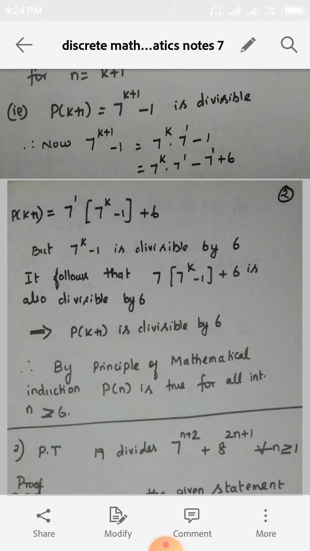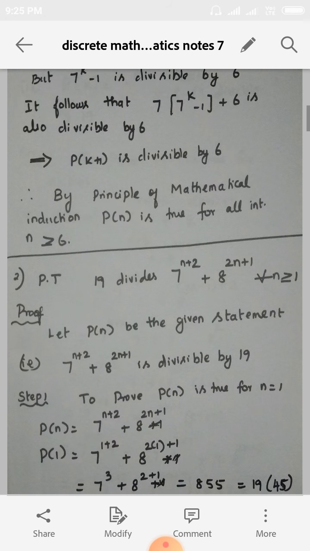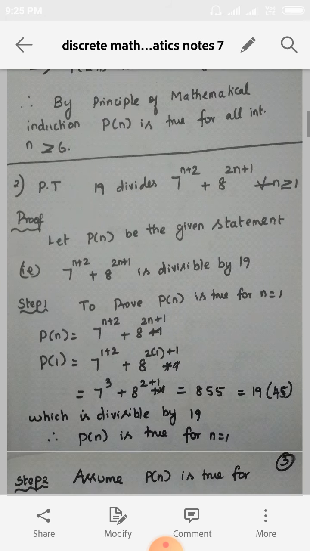So just write this down. This is an important 10 marks question, girls. So please go through the first problem. The second one is also an important sum.